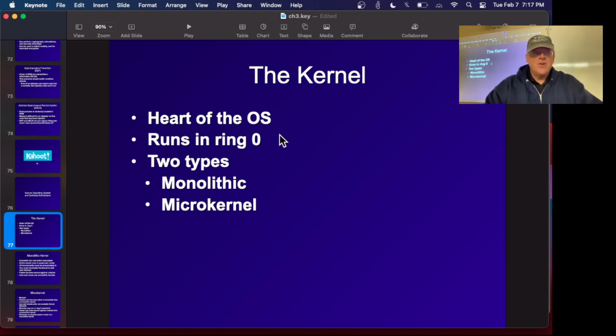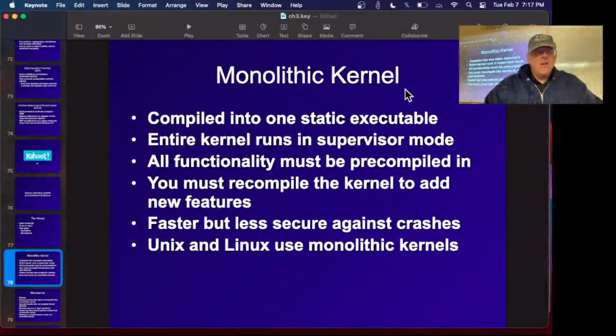And there are two types of kernel, monolithic and microkernel. The monolithic kernel is one static executable file. The whole kernel runs in what's called supervisor mode, and everything has to be pre-compiled in. So if you want to add a new feature, you have to recompile the kernel. And this, I think, is what Slack did. You have to recompile the kernel to add a new piece of hardware or anything. This is faster, but less secure against crashes.